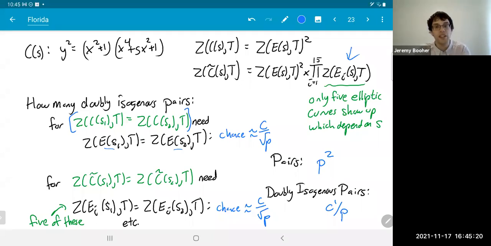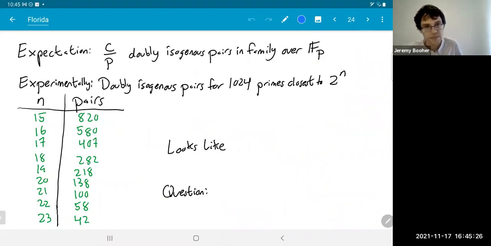All right, so we've made a prediction. Now we can do computational number theory and see if we're right. So we expected a constant over p doubly isogenous pairs. For any given prime, we may not see any, but if we look at a bunch of primes at once, we do expect to see some. So what we did was we looked for doubly isogenous pairs in our family for 1,024 primes closest to 2 to the n. We did this for various values of n.